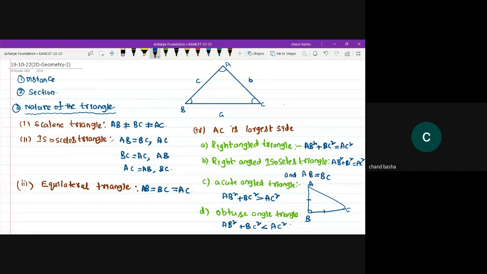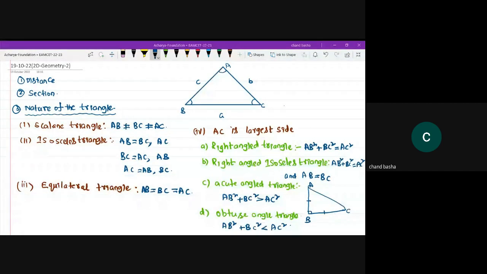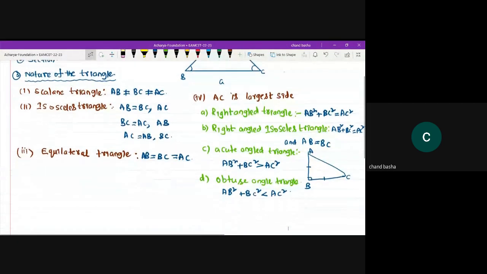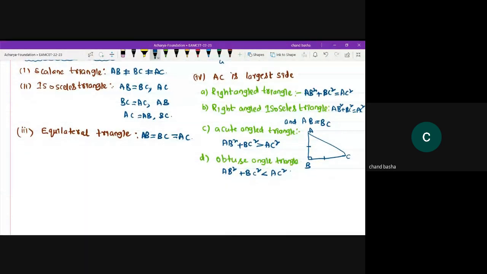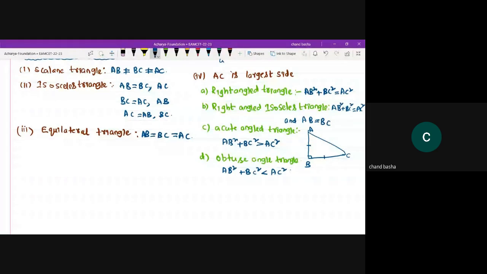Just make a note of this. Try to maintain the notes, please. Let's have an example related to this concept. Total 4 points that I have given to you related to the nature of the triangle. Example number 1.